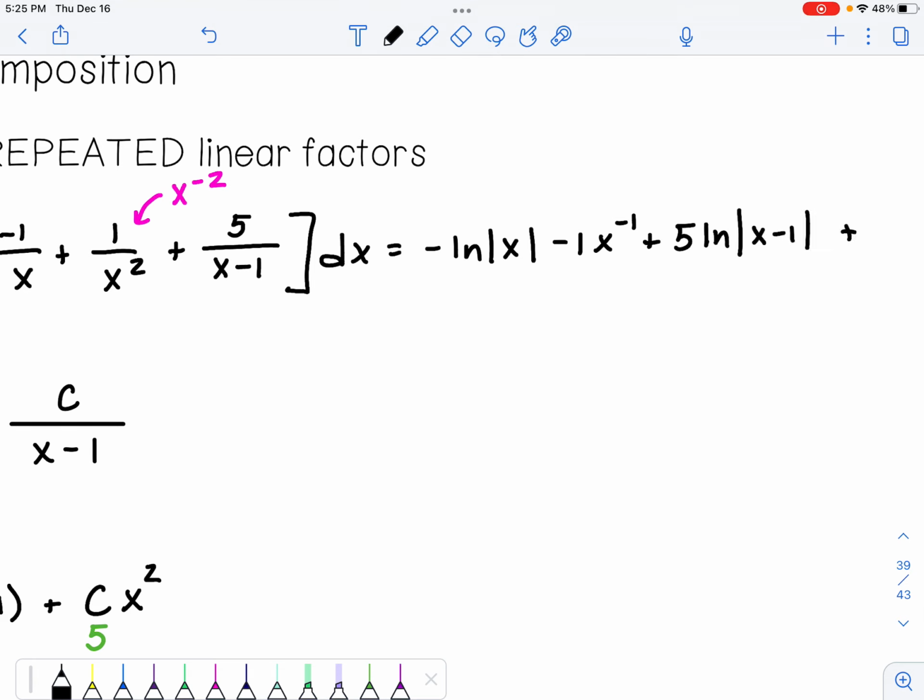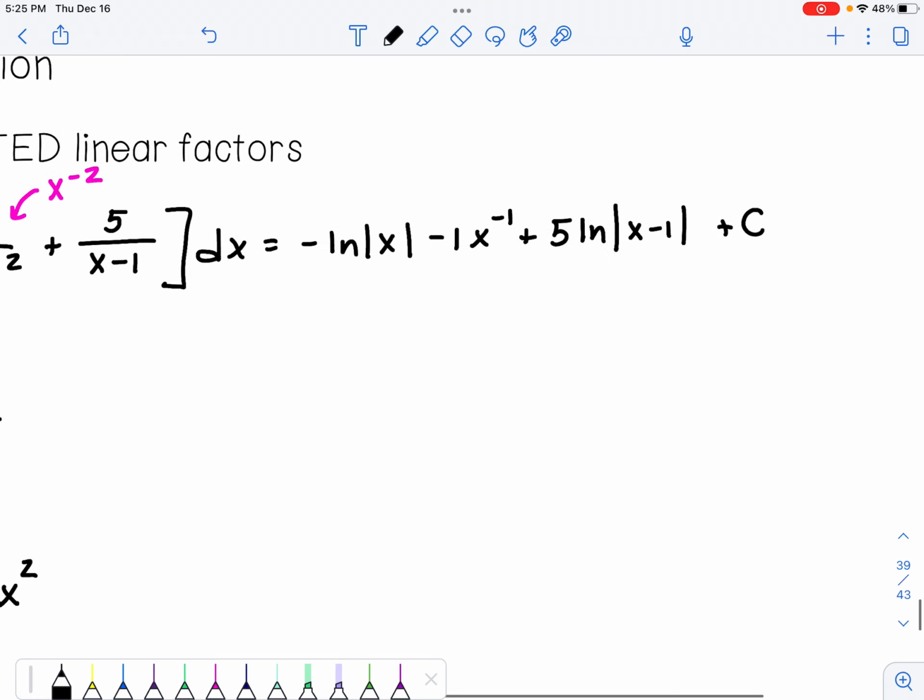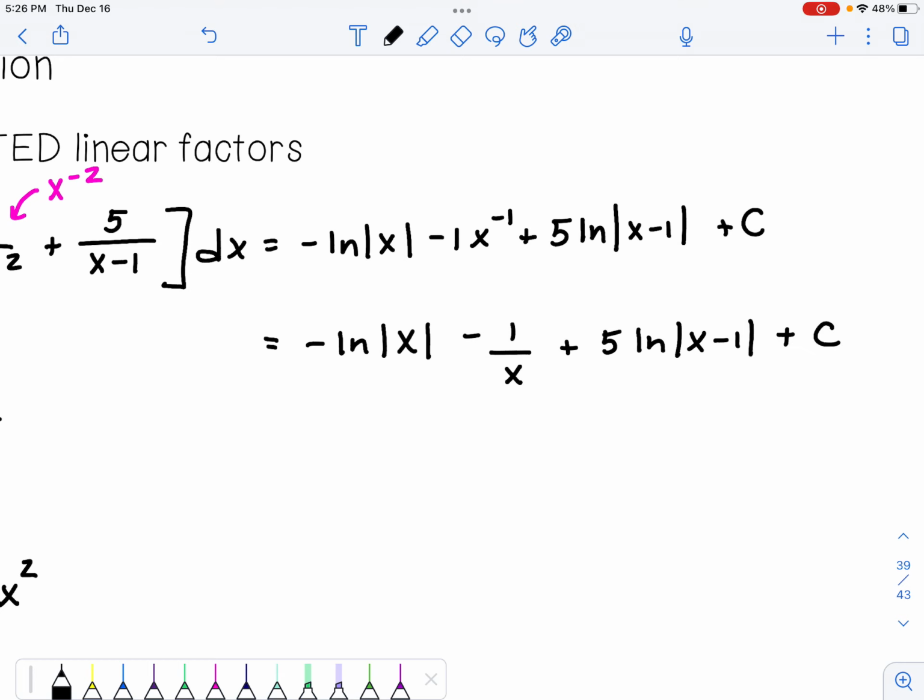So the only way to clean up this answer, since my natural logs have different coefficients, is to just rewrite that negative exponent. So it's going to become negative 1 over x, adding on our natural log here and our plus C. And then we're all done.